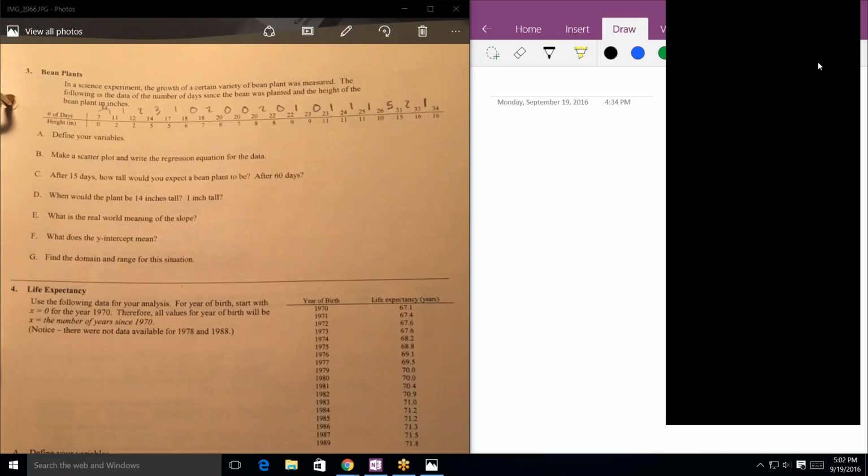So what are your variables? So x would be equal to the number of days, and then y would be equal to height. Cool. Now, why is it that way and not the other? Yeah, I don't get that either. Well, let me think if there's a good reason why we wouldn't want height to be the x variable and number of days to be the y.